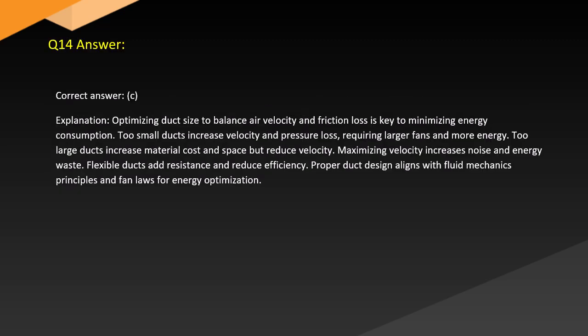Answer. Correct answer. C. Explanation. Optimizing duct size to balance air velocity and friction loss is key to minimizing energy consumption. Too small ducts increase velocity and pressure loss, requiring larger fans and more energy. Too large ducts increase material cost and space but reduce velocity. Maximizing velocity increases noise and energy waste. Flexible ducts add resistance and reduce efficiency. Proper duct design aligns with fluid mechanics principles and fan laws for energy optimization.